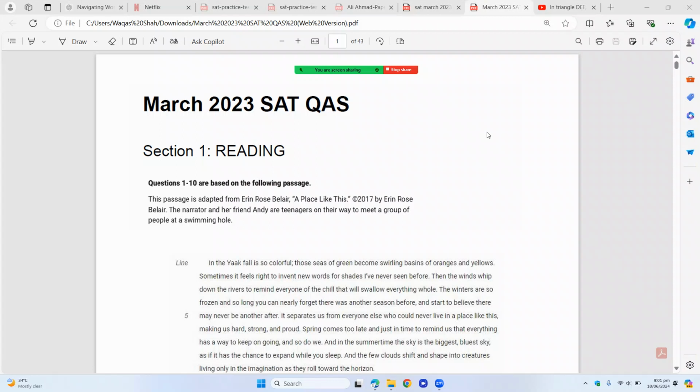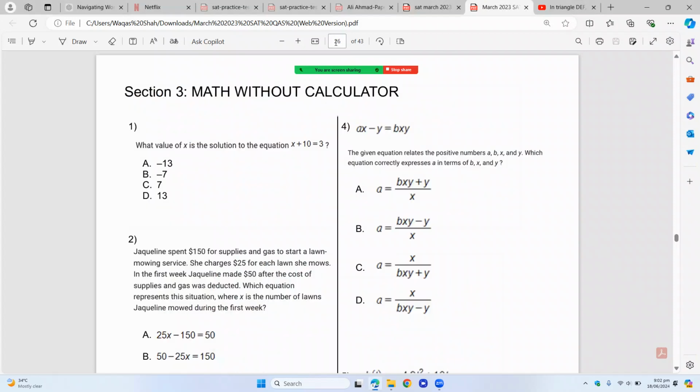Hello students, we are going to solve the math portion of this SAT paper, which is from March 2023. So let's start its maths portion. The first portion of mathematics has 20 questions and it has to be solved without a calculator.